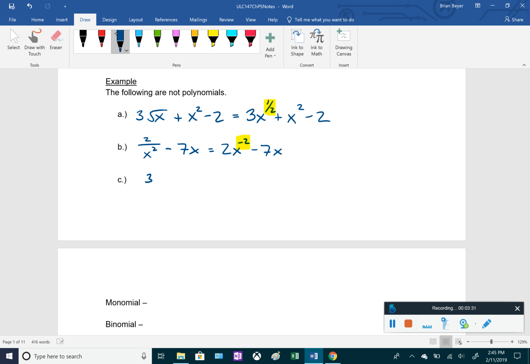And for the last one, something like 3x cubed plus 2x over 7x minus 8. This is not a polynomial because of that huge division sign, that huge fraction that we have here. There's a polynomial in the numerator and a polynomial in the denominator, but the whole thing itself is not a polynomial. This is actually something called a rational expression, which we'll be getting to.